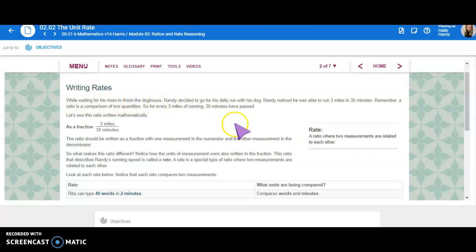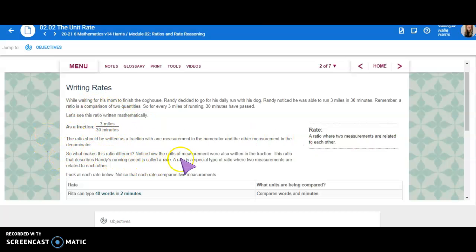While waiting for his mom to finish the doghouse, Randy decided to go for his daily run with his dog. Randy noticed he was able to run 3 miles in 30 minutes. Remember, a ratio is a comparison of two quantities. So for every 3 miles of running, 30 minutes have passed. Let's see this ratio written mathematically. So this ratio is written as a fraction here. It's written as 3 miles on top in the numerator and 30 minutes on bottom in the denominator. A ratio should be written as a fraction with one measurement in the numerator and the other measurement in the denominator, just like we see here.